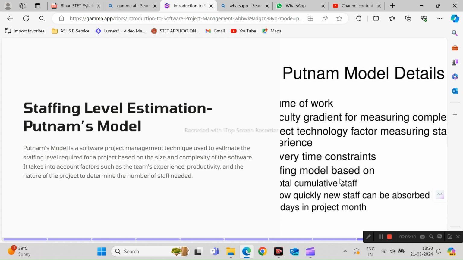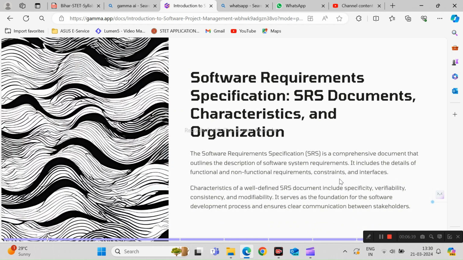Now we move ahead and see staffing level estimation, that is Putnam's model. Putnam's model is a software project management technique used to estimate the staffing level requirement for a project based on the size and complexity of the software. It takes into account factors such as the team's experience, productivity, and the nature of the project to determine the number of staff needed.